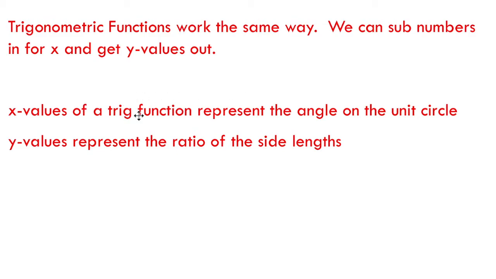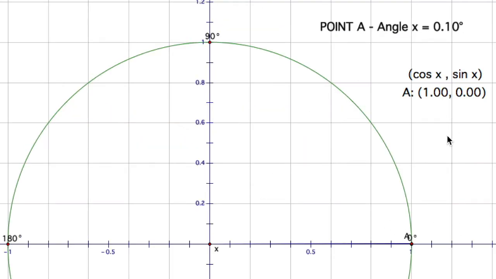Now, trig functions are unique because the x values actually represent angles, and we're going to talk about the unit circle briefly, so you can understand just how an angle can be substituted into a function. In the case of trig functions, the y values represent the ratio of the side lengths that are formed by the triangle that results from rotating an arm around the unit circle. This is all very confusing without a visual, so what I'd like to do is jump into GSP, where I've built out a little unit circle.